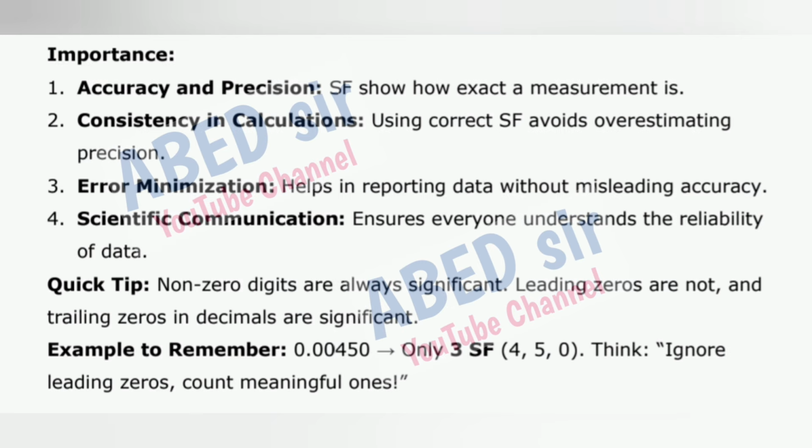Quick tip: non-zero digits are always significant. Leading zeros are not, and trailing zeros in decimals are significant. Example to remember: 0.00450 has only 3 SF, 4, 5, 0. Think, ignore leading zeros. Count meaningful ones.